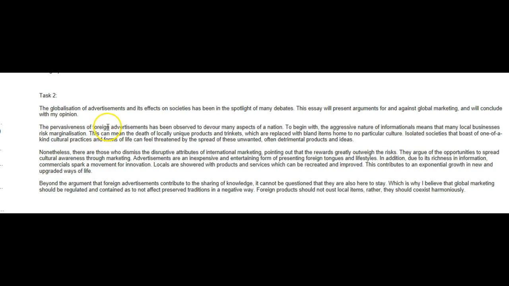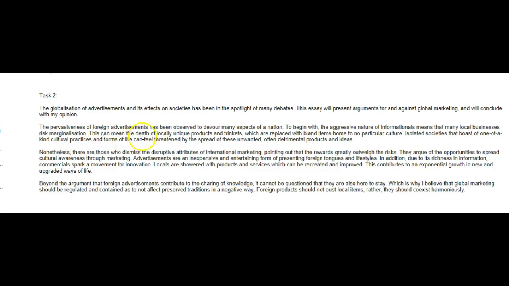One of the things that I want you to remember is that with international marketing, things are kind of targeted to a nation and its particular idiosyncrasies. So, for example, here, you said the aggressive nature of informationals. I don't really care for this word. I don't know what you mean by it. It's not really clear. Okay, when you say risk marginalization, it's the kind of expression that I think needs description. It means it needs explanation. It needs an example. It needs something.